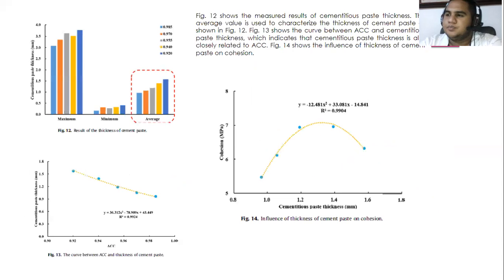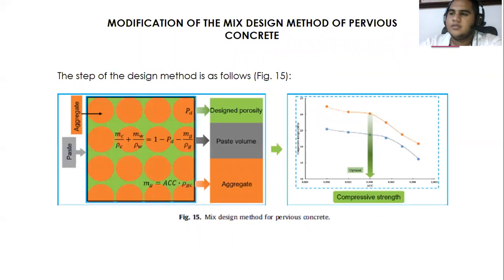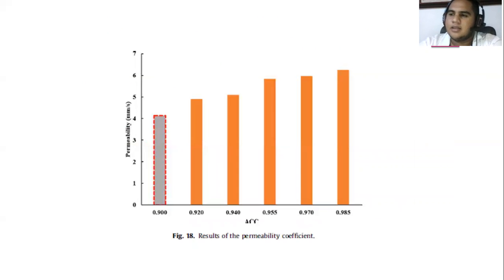Figure 12 gives the results of the thickness of the cementitious paste. Figure 13 shows the relationship between ACC and the thickness of that paste. Figure 14 shows the influence of this thickness on cohesion, and it's also seen that decreasing the ACC increases this thickness. When the thickness is decreased, the cohesion first increases and then decreases. Figure 15 shows the step. Figure 18 shows that with decreasing ACC, porosity will decrease.